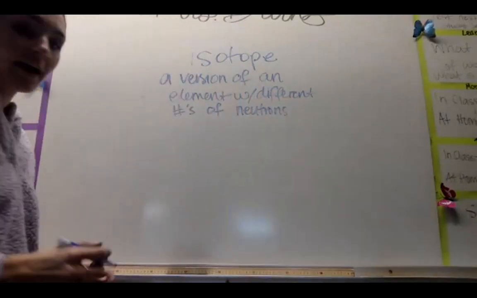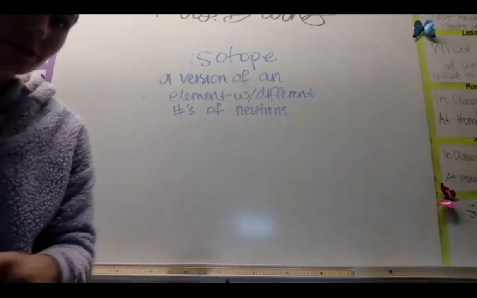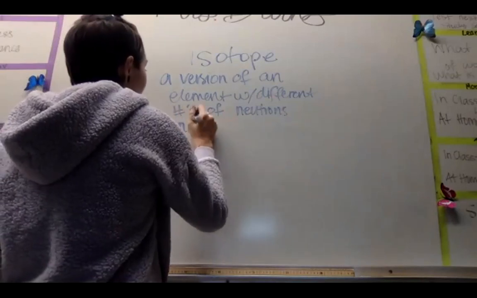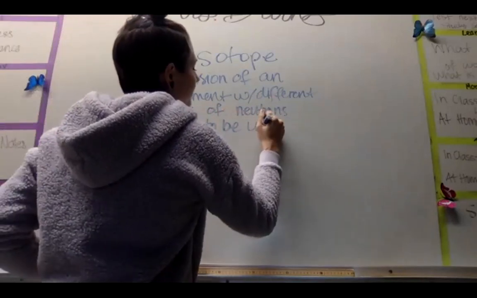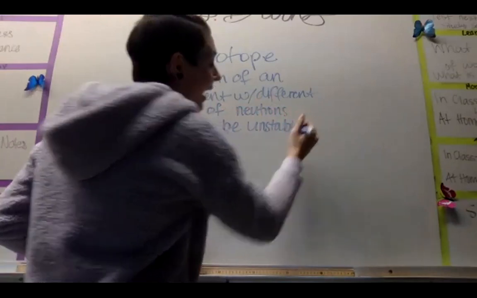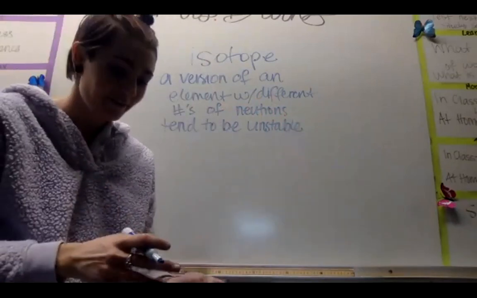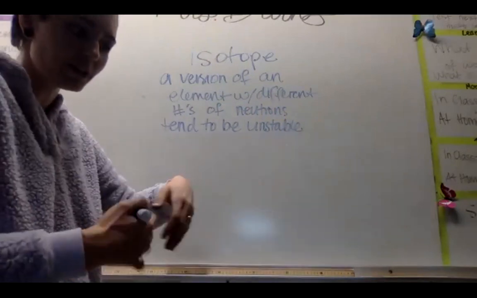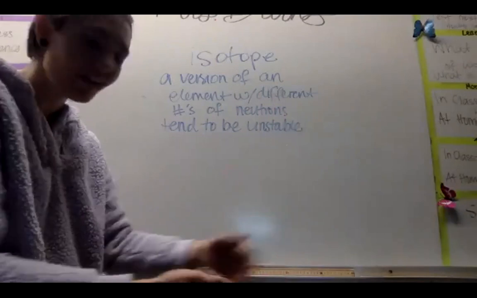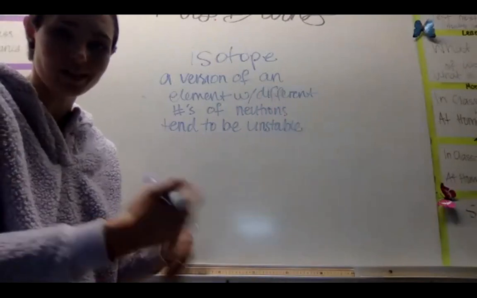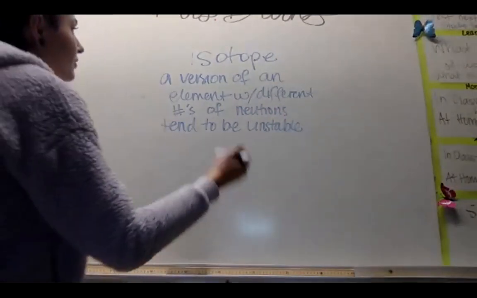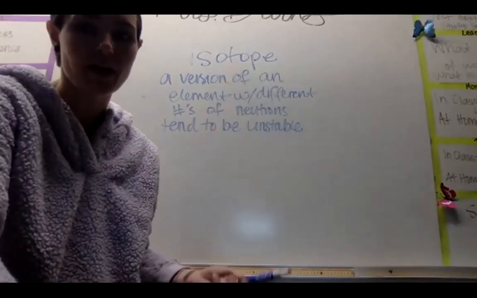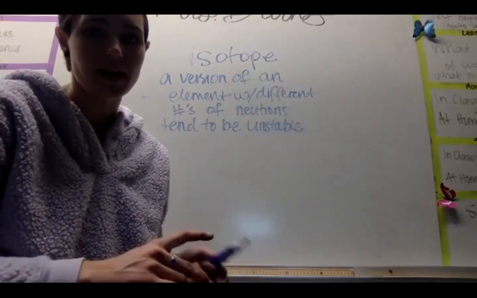So an isotope can have more neutrons or less neutrons, but normally isotopes tend to be unstable. And so that's why we can do the half-life calculations, because we know that if something's unstable, it's going to decay, it's going to release stuff in order to become stable, and that means that it's going to disappear over time. So let's do an example of how to figure out if you have an element, like how to figure out if it's an isotope.